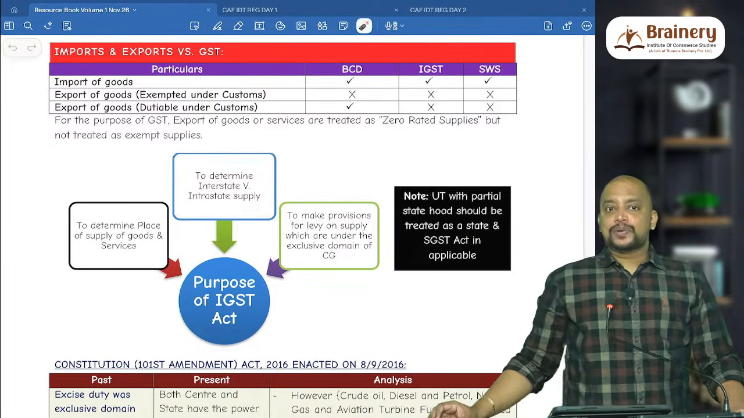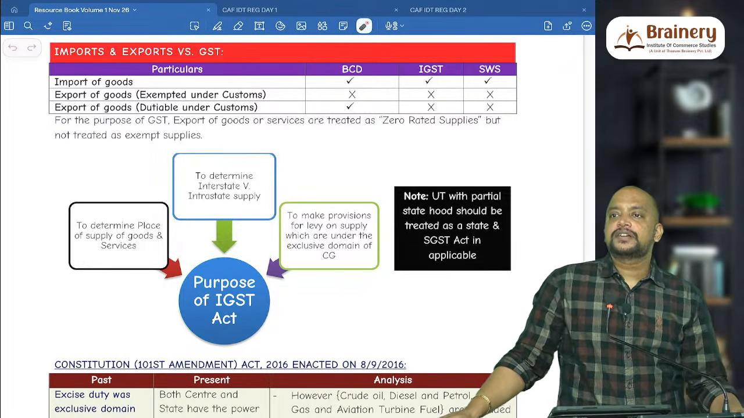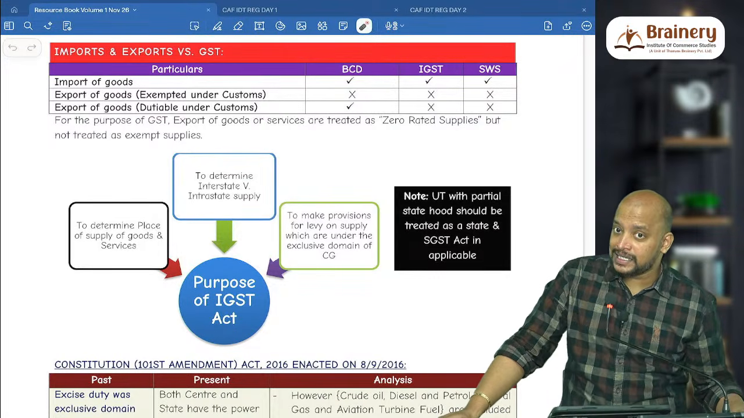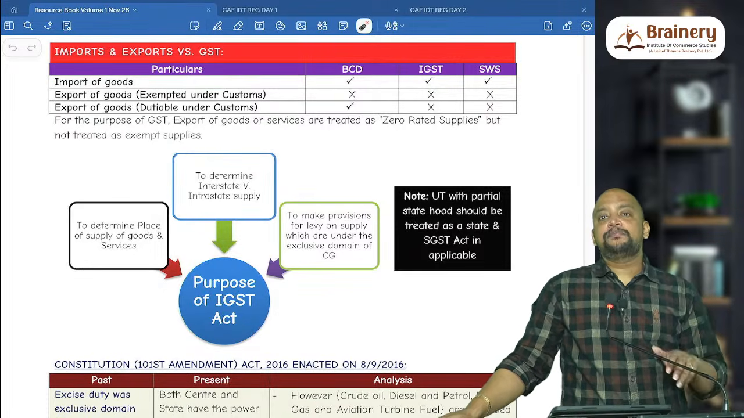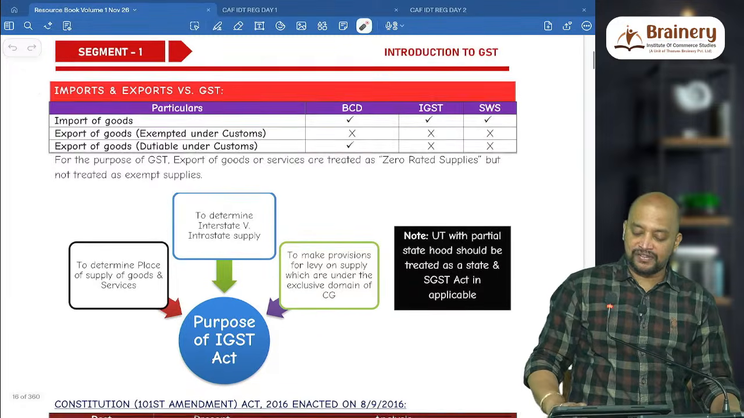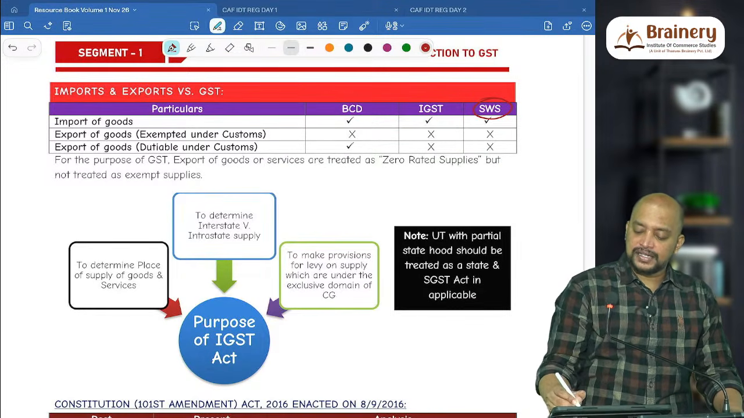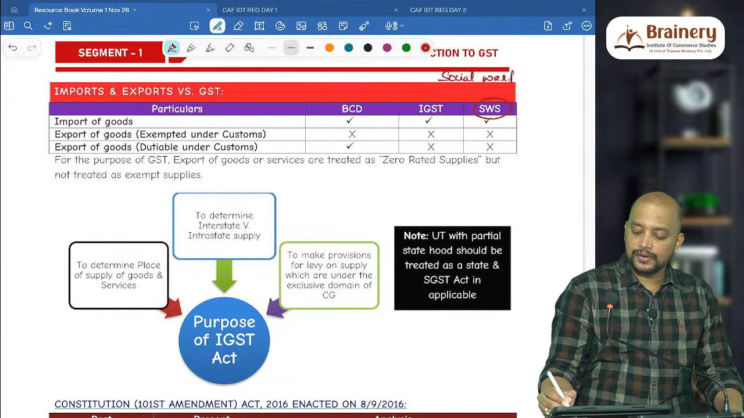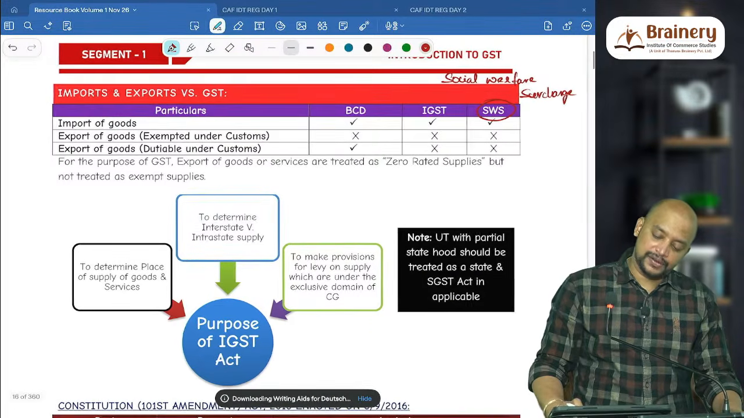Import and exports versus GST. Just now I told you. On import of goods, whether IGST is applicable? Yes. First we need to pay customs duty, and there is some cess called social welfare surcharge. SWS means social welfare surcharge. If you want, you can just write it there. SWS means social welfare surcharge.